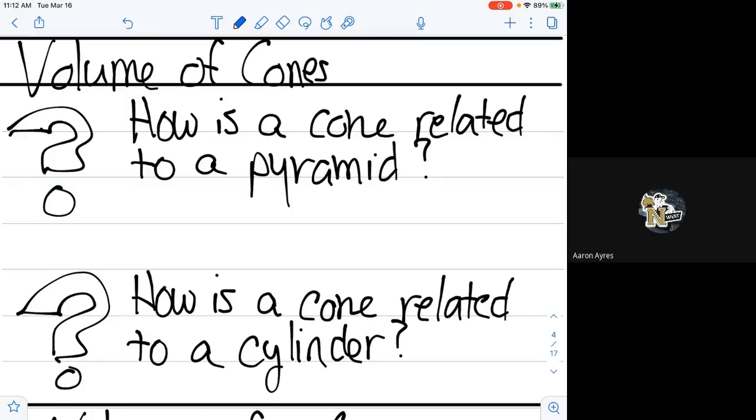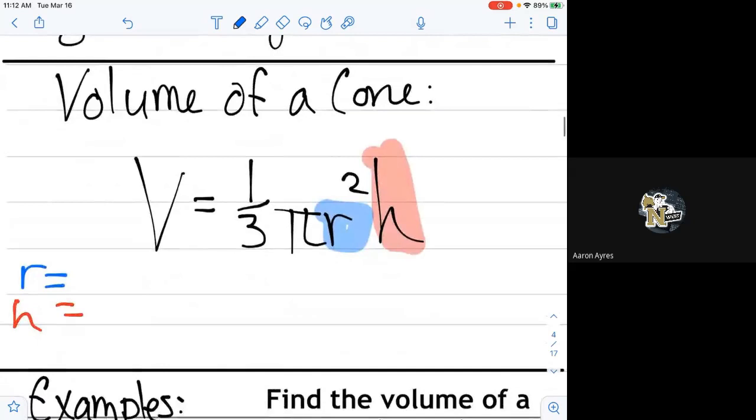Yeah. So it's as simple as that big general formula, 1/3 capital B h, because capital B this time is pi r squared. Are we okay with that? So all we're doing here is just modifying our formula a little bit specifically for a cone. That's all we're doing, okay? So here's the formula right here.